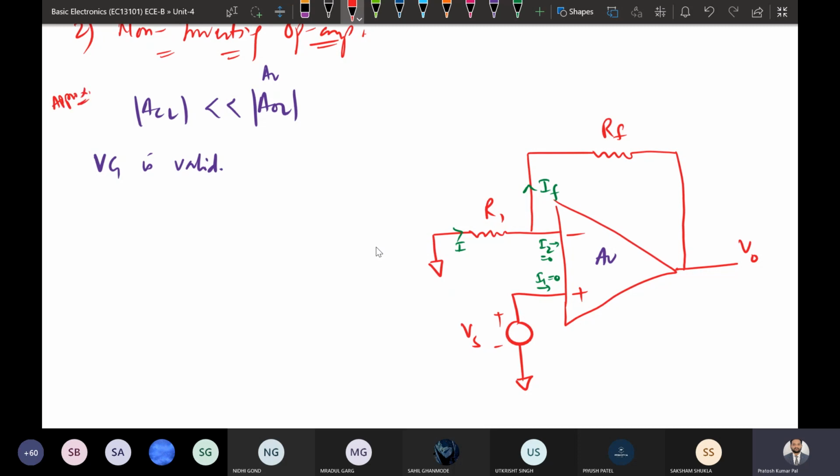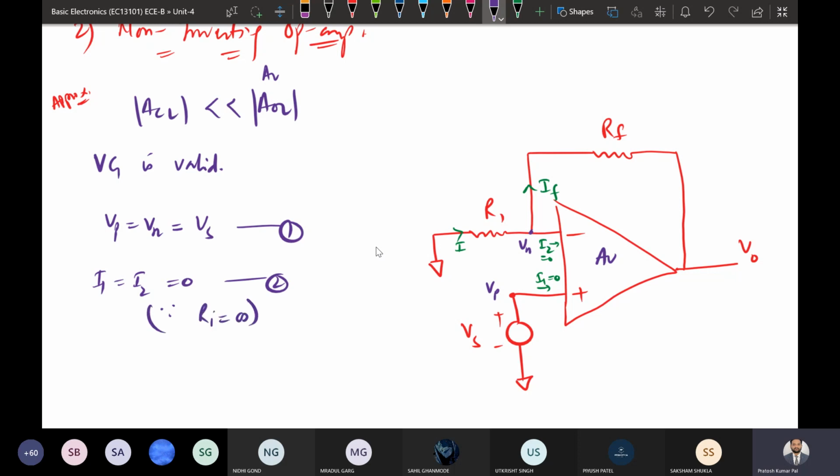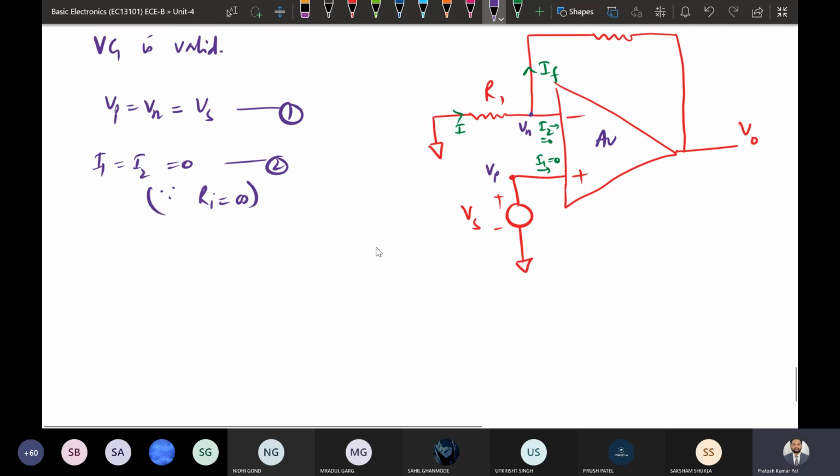Virtual ground is valid, then whatever the voltage is there is VP and this is VN. So both will be equal. VP is equals to VN and VP is nothing but the VS, so it will be valid. And also I1 and I2 will be equals to 0 because Ri is infinity. So we are doing the approximate analysis. Okay, so this was able to do.